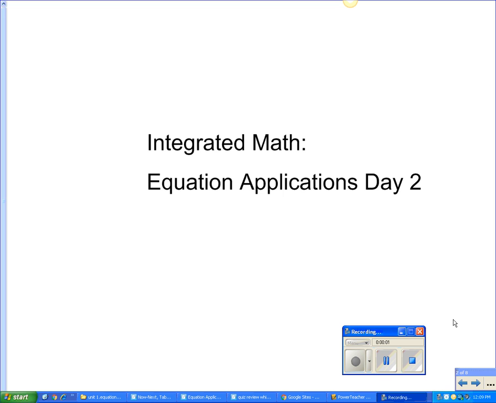Okay. Day 2 of word problems. You need to take notes on this sheet.